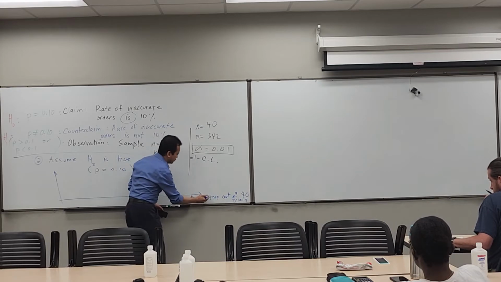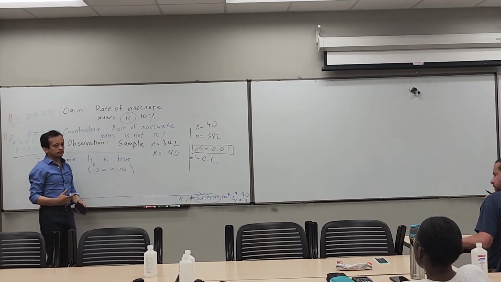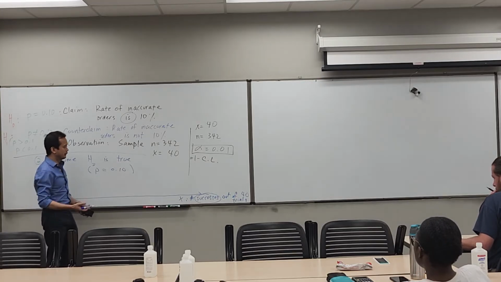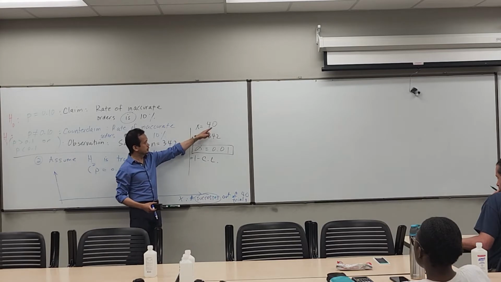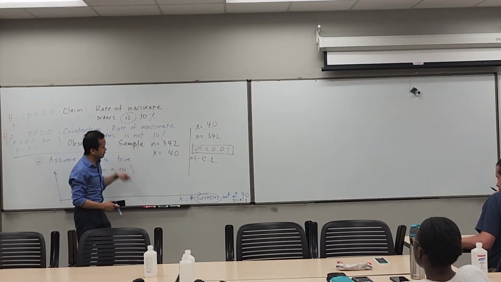And successes would correspond to what? Being an inaccurate order. Very good. Whatever it is we're keeping track of, which is the 40 inaccurate orders, that's what we've been keeping track of, inaccurate orders.